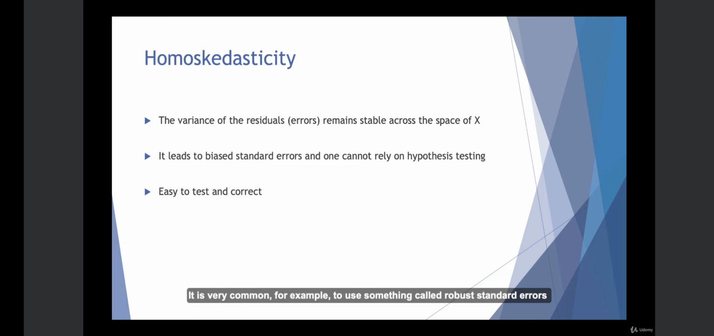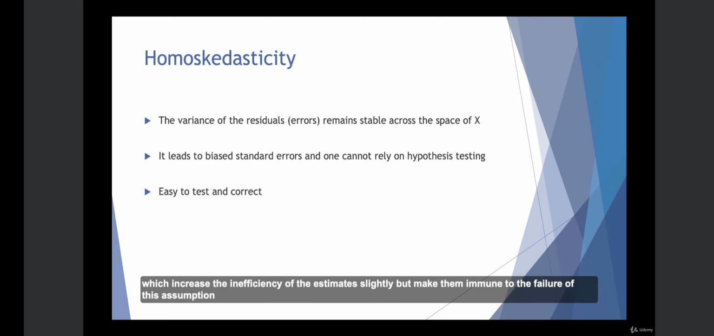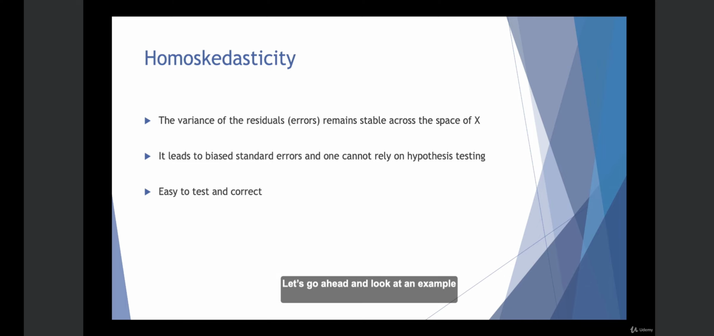It is very common, for example, to use something called robust standard errors, which increase the inefficiency of the estimates slightly, but make them immune to the failure of this assumption. Let's go ahead and look at an example.